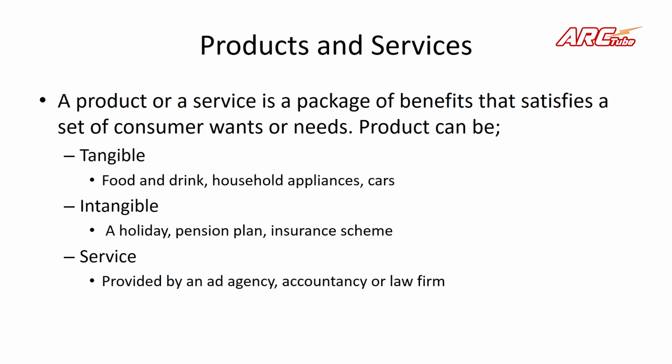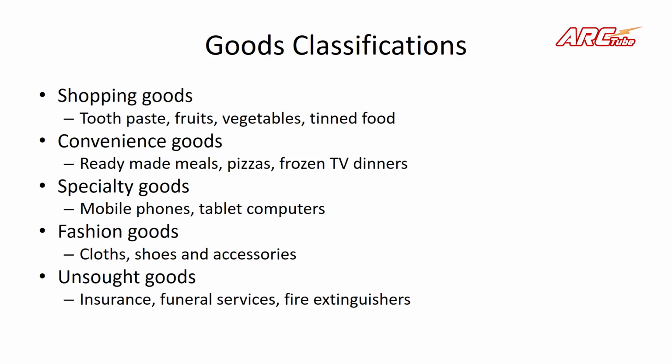Then let's look at the goods classification. These are simple stuff again. You can classify goods into shopping goods, convenience goods, specialty goods, fashion goods, and unsought goods. Shopping goods examples are toothpaste, fruits, vegetables, and tinned foods. Convenience goods are ready-made meals, pizzas, frozen TV dinners, and all that. So we know about that.